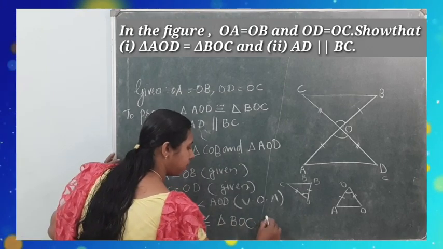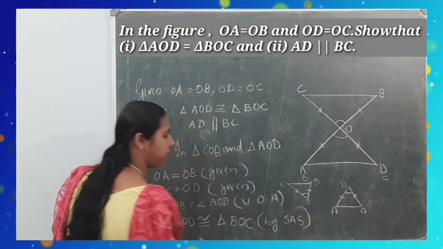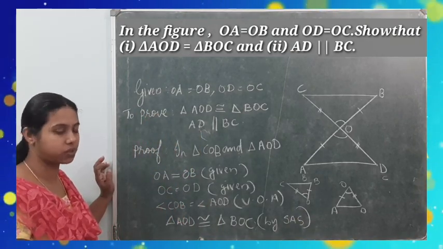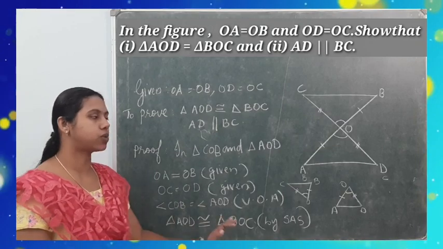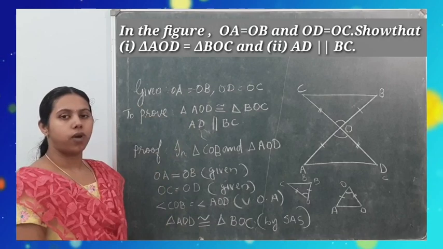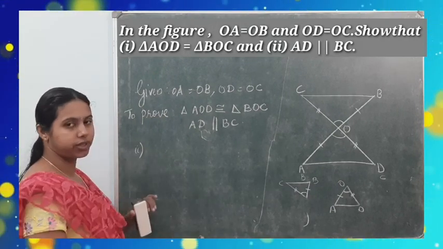The reason is the SAS congruence rule: side, angle, side. By the SAS congruence rule, we can say that these two triangles are congruent. So we proved one question. Now we want to show the second one.